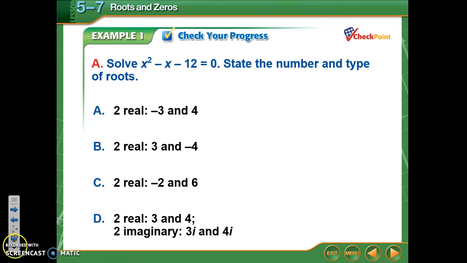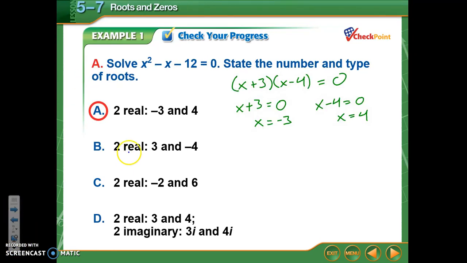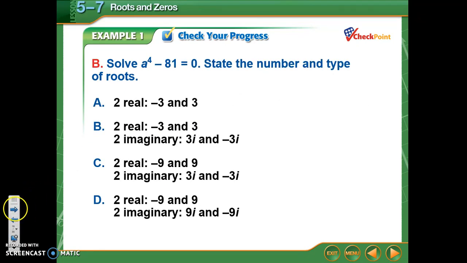All right, I want you guys to try this one. The answer here is A, and there's the work for solving that. And try this one. This is one like the second example. Okay, in this case we got B.